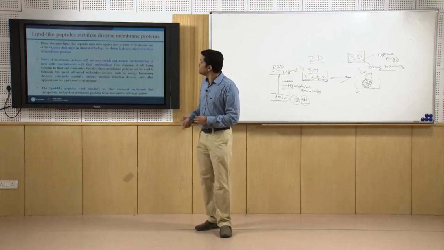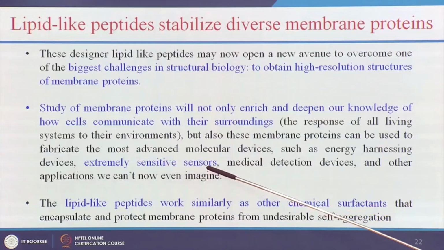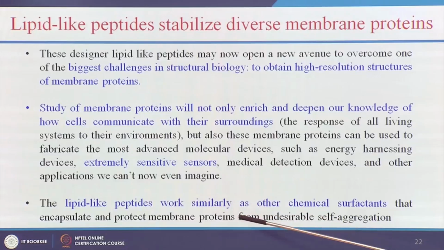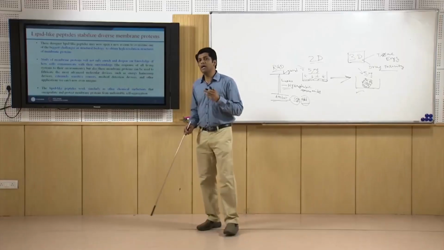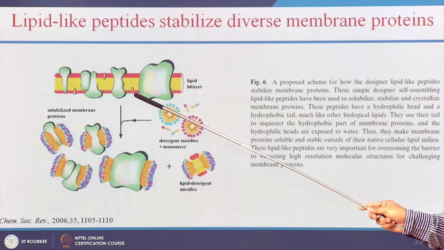So when you understand these membrane proteins thoroughly, we can make extremely sensitive sensors, okay? And here we can use lipid-like peptides, which work similarly to chemical surfactants, and they will protect the membrane proteins from undesirable self-aggregation. As I told you earlier, the main problem in isolating membrane proteins is that when you isolate them, they self-aggregate.